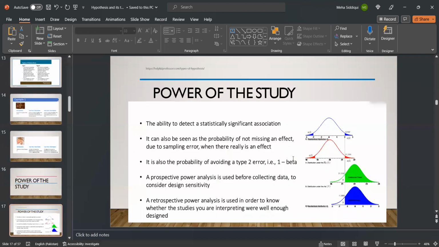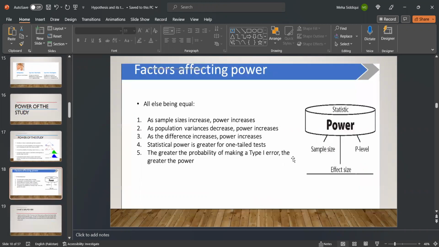Power of the study. It is the ability to detect a statistically significant association. It can also be seen as the probability of not missing an effect due to sampling error where there really is an effect. It is also the probability of avoiding a type 2 error, and it is denoted as 1 minus beta. A prospective power analysis is used before collecting data to consider design sensitivity. A retrospective power analysis is used to know whether the studies you are interpreting were well enough designed.